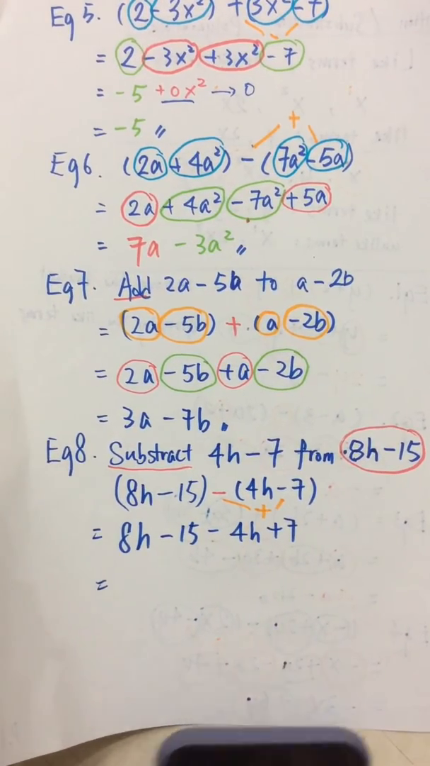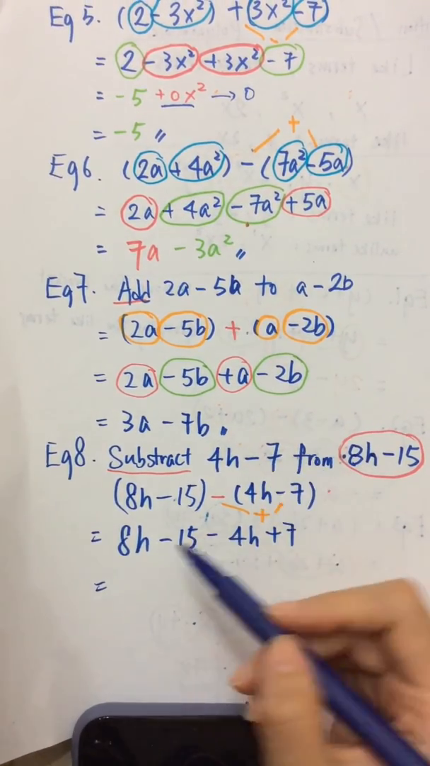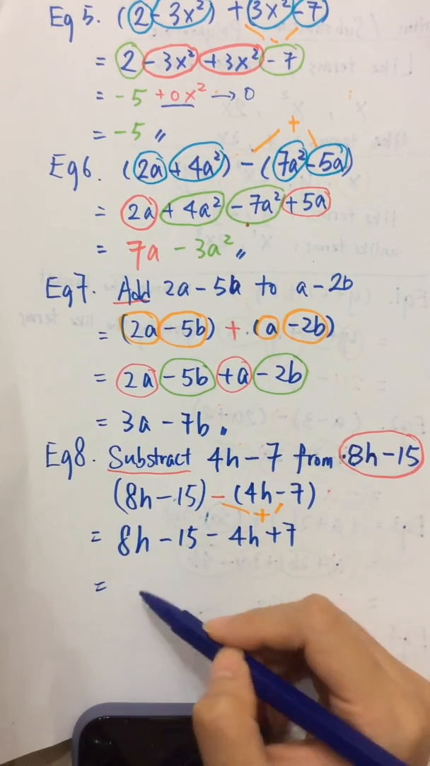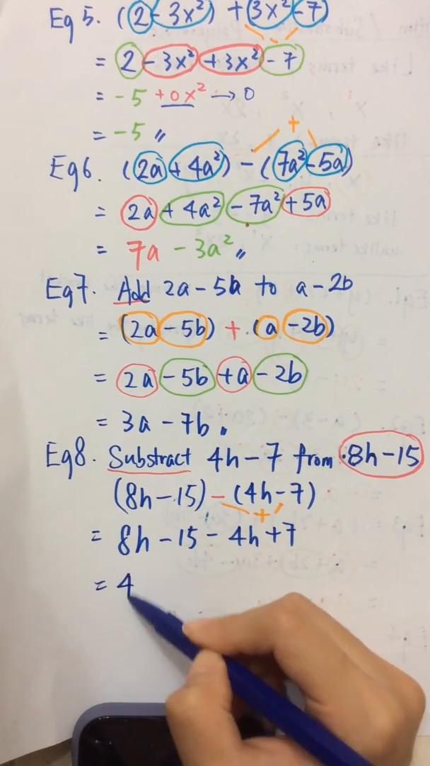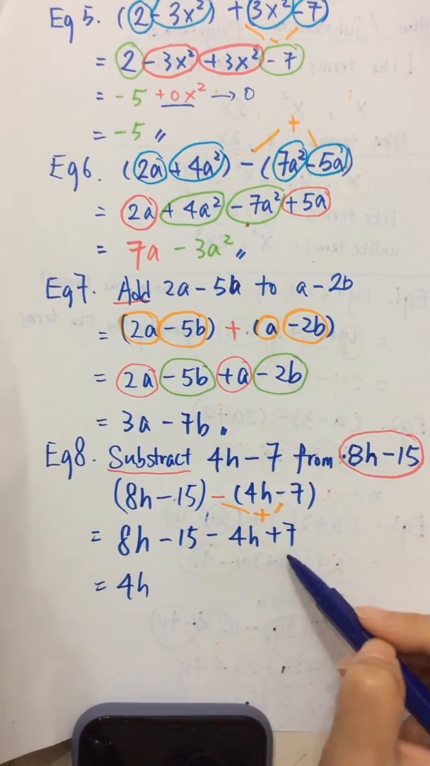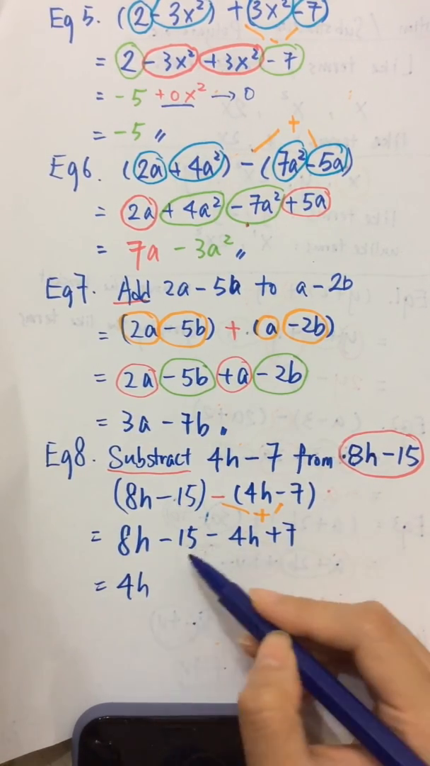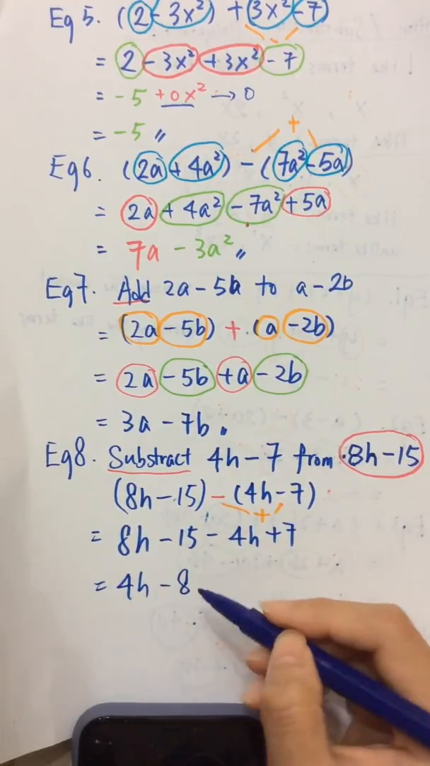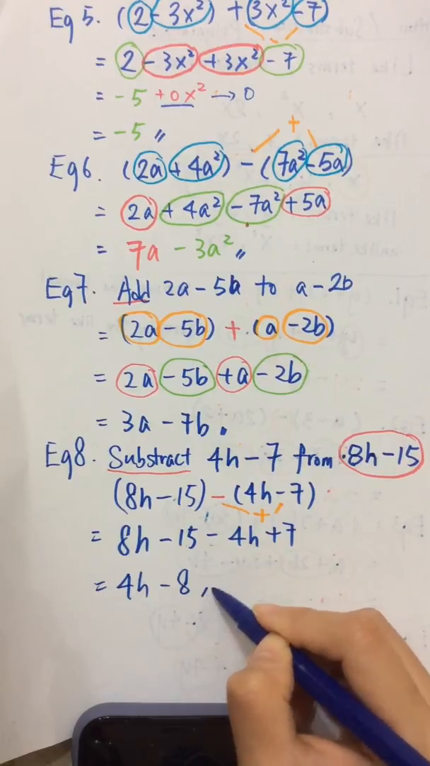So for the next one, it becomes 4h, and then negative 15, positive 7 becomes negative 8. So it will be finished.